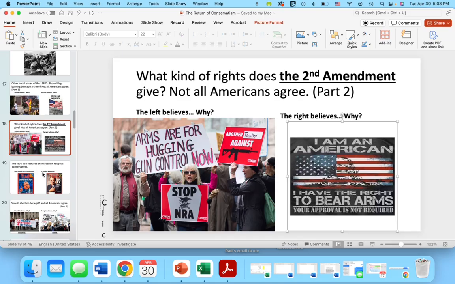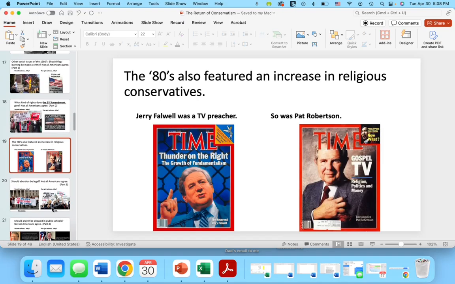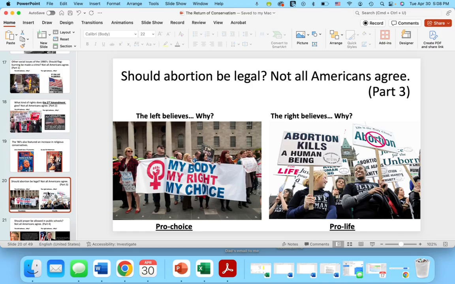limits. The 1980s also featured an increase in religious conservatives. For example, Jerry Falwell was a TV preacher, and so was Pat Robertson. These people were on TV preaching. They had a lot of followers and a lot of influence and power. Should abortion be illegal? Should abortion be legal? Again, not all Americans agree.